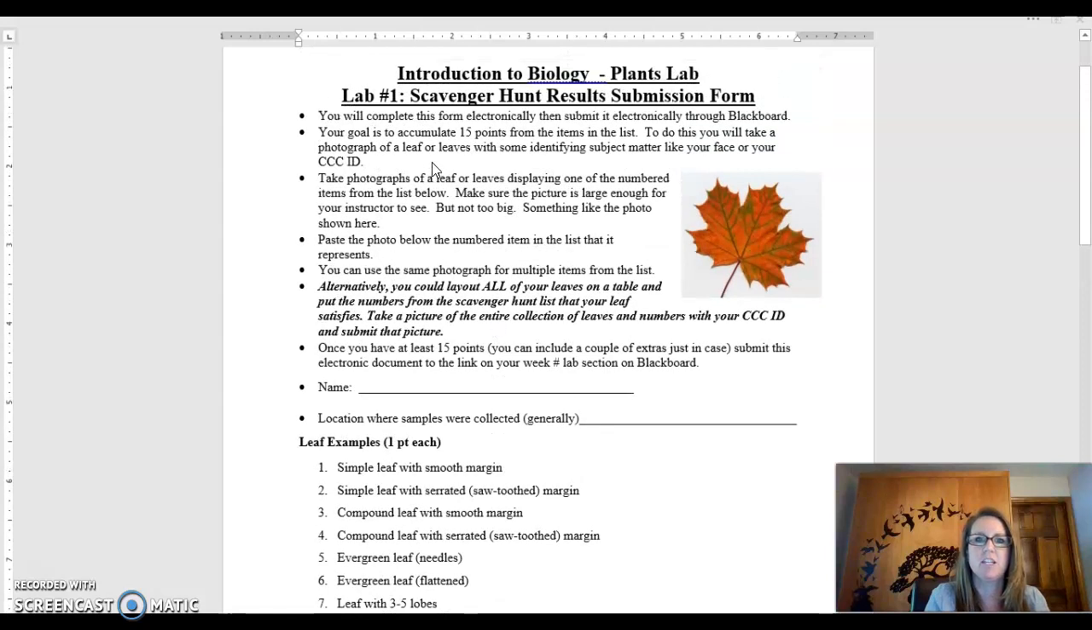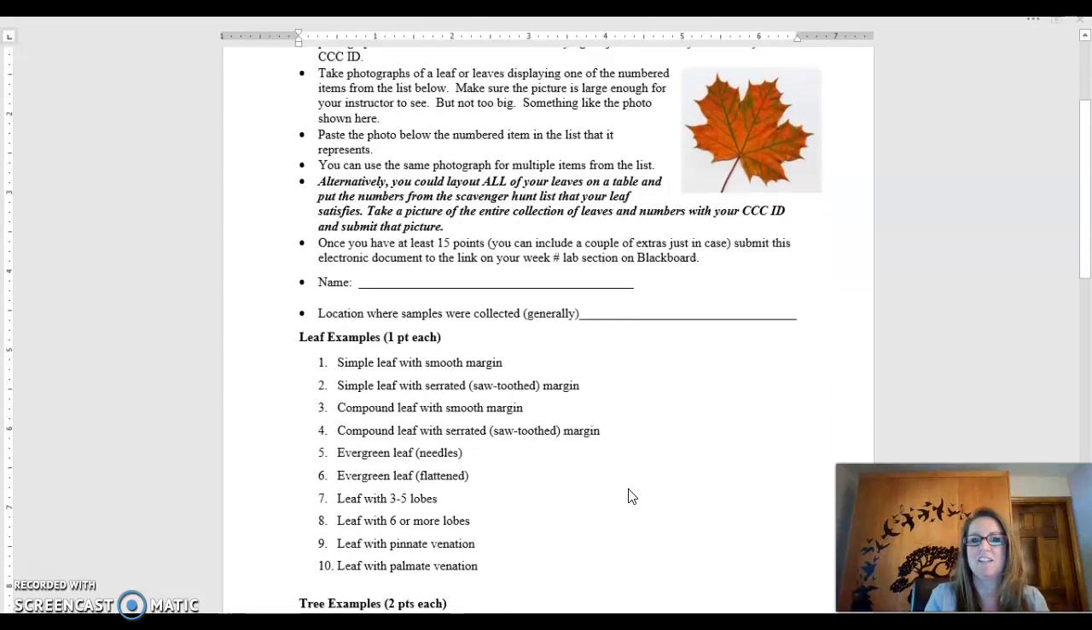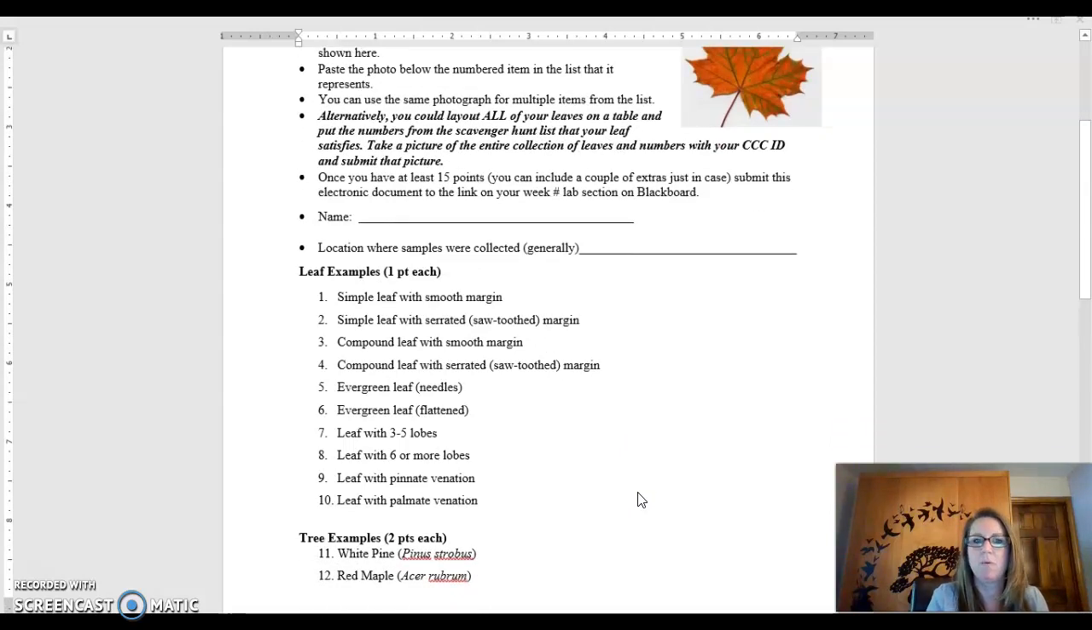What it says up here is that you want to accumulate 15 points. So maybe you only have to collect 5 or 6, maybe 7 leaves to get your 15 points. Now what I would do is I would collect my leaves, bring them home, and lay them out on a counter or a table or desk. And you could just cut out a little piece of paper and put the numbers that it counts for. So this leaf, if I remember, counted for number 1, number 7, and one of the ones below.